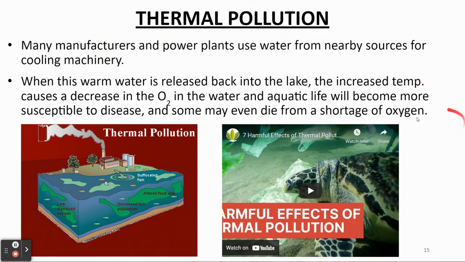So give this video a watch. It's very interesting. It shows you that practical application of solubility and thermal pollution that's occurring in today's world.